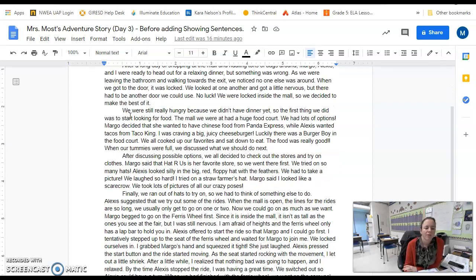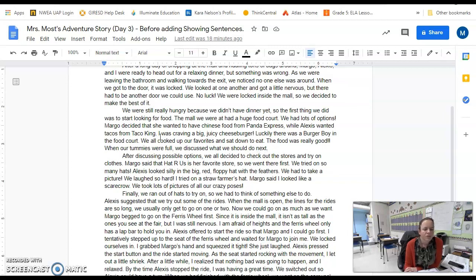My second paragraph says, we were still really hungry because we didn't have dinner yet. So the first thing we did was to start looking for food. The mall we were at had a huge food court. We had lots of options. Margot decided that she wanted to have Chinese food from Panda Express, while Alexis wanted tacos from Taco King. I was craving a big, juicy cheeseburger. Luckily, there was a Burger Boy in the food court. We all picked up our favorites and sat down to eat. The food was really good. When our tummies were full, we discussed what we should do next.